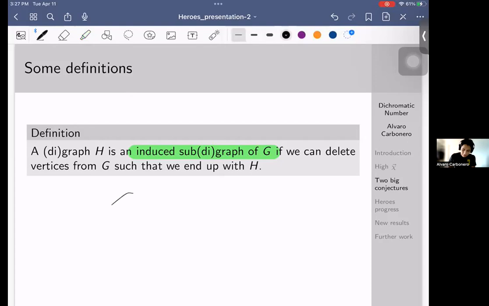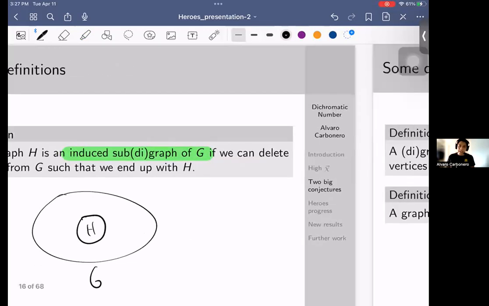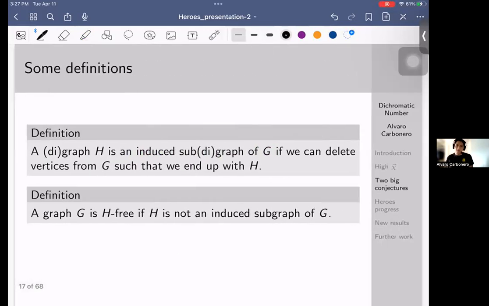So let's say, for example, we have a graph G. H is an induced subgraph if H exists within G, but with no alterations. We don't have to delete or add any edges. It just is there. And consequently, we say that a graph G is H-free if H is nowhere to be found, if H is not an induced subgraph of G.